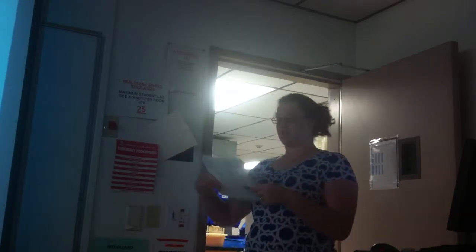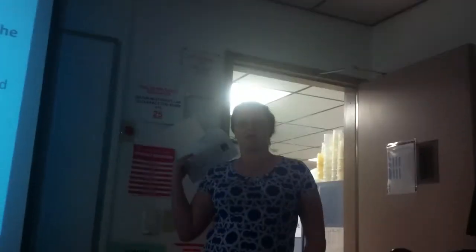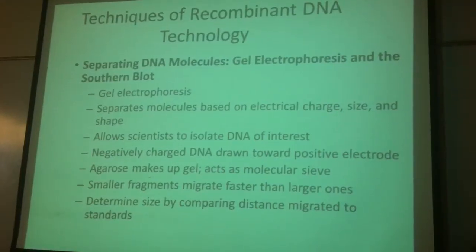And then if we were to do a Southern blot, what would be the next step? So you run it on a gel. You run it on a gel, you want to transfer it to a membrane so that you can then probe those DNA pieces. Okay.